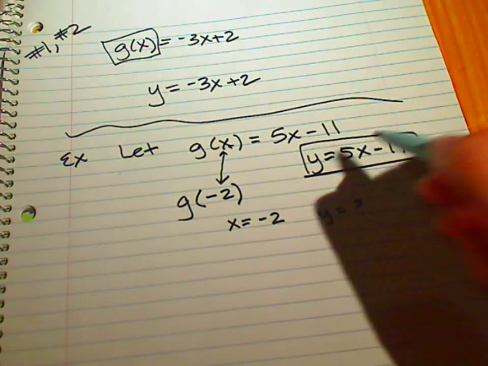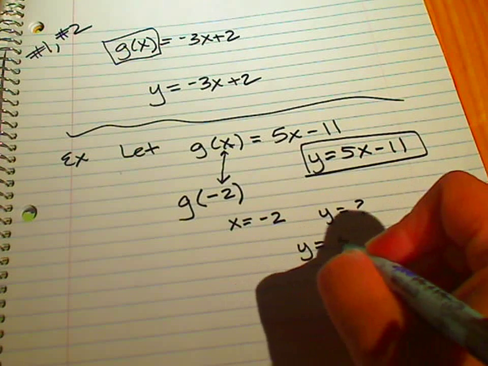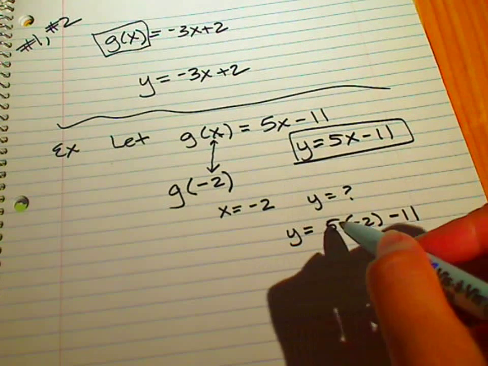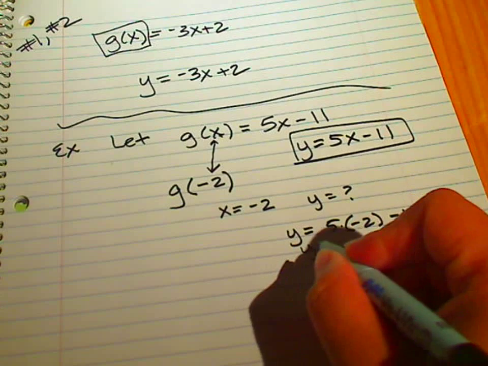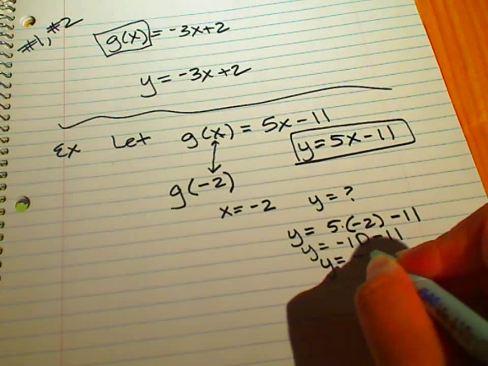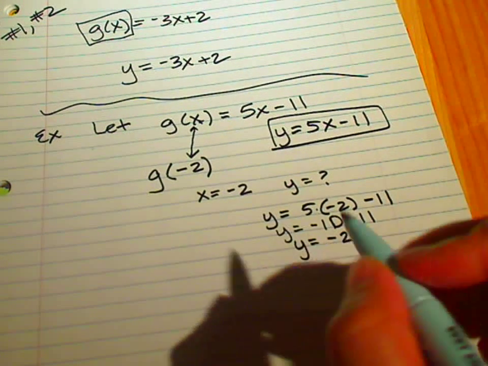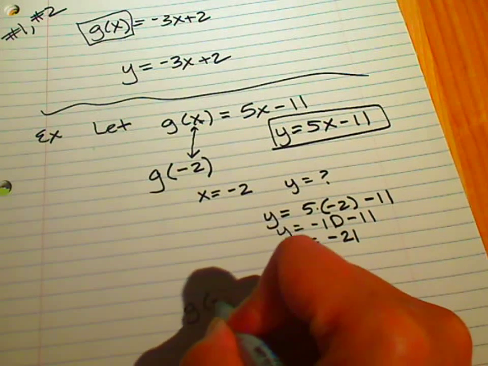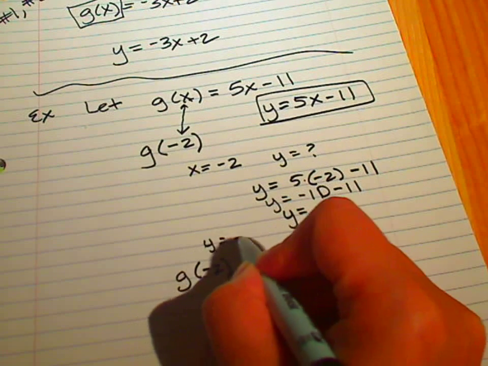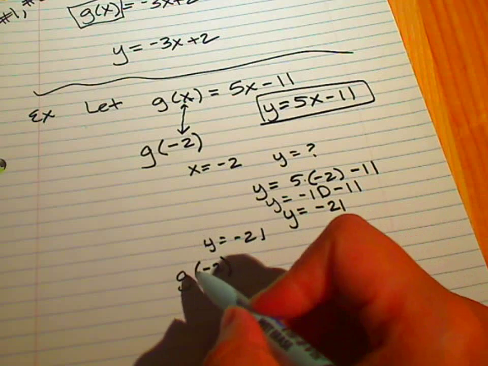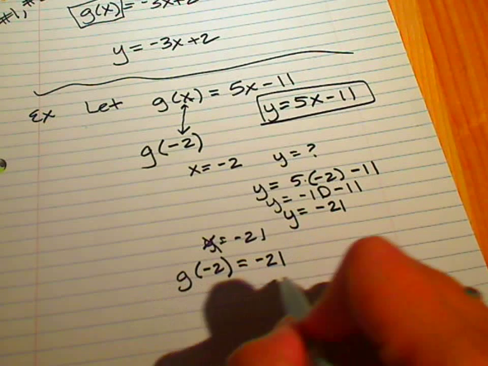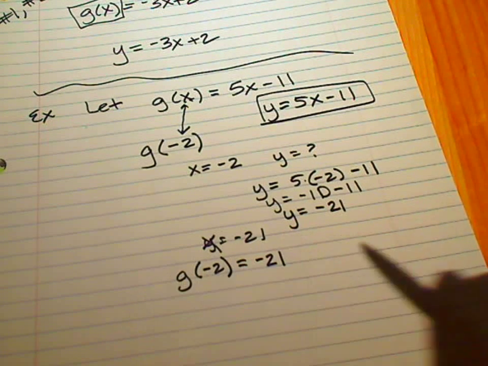So we need to take the negative 2 and plug it in. You say y equals 5 times negative 2 minus 11. Always order of operations. In this problem you have multiplying and then subtracting. So y equals negative 10 minus 11. So y equals negative 21. Remember, the number I plugged in was negative 2. So this is the same as y equals negative 21, just changing it back to the notation: g of negative 2 equals negative 21. This is the answer you're looking for. You don't need to do anything more with this negative 2.